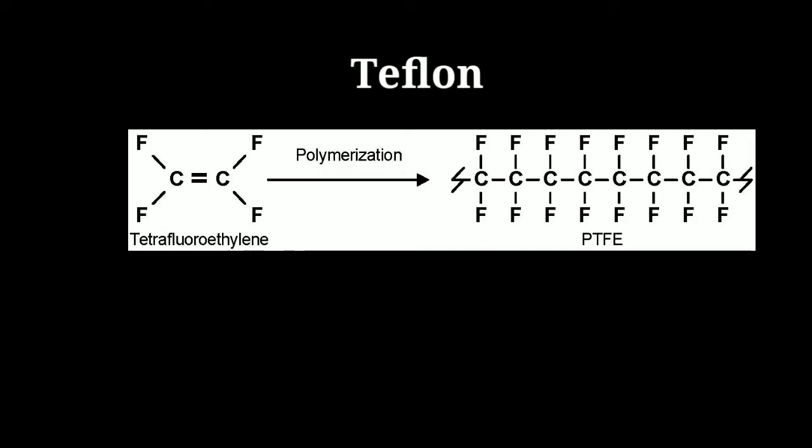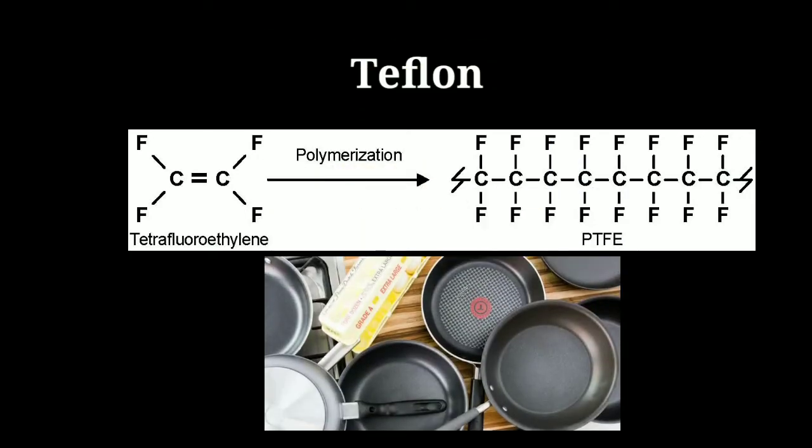Teflon. Teflon is also called polytetrafluoroethylene, as the monomer here is tetrafluoroethylene. When this tetrafluoroethylene undergoes polymerization, we get polytetrafluoroethylene or Teflon. This Teflon is a chemically inert polymer. They are used in coating for cooking pans. They are used to make valves, seats, etc.